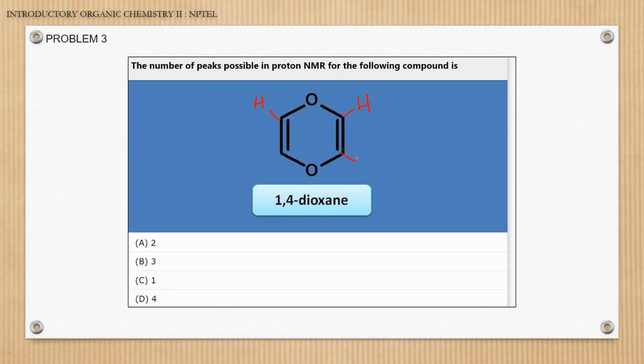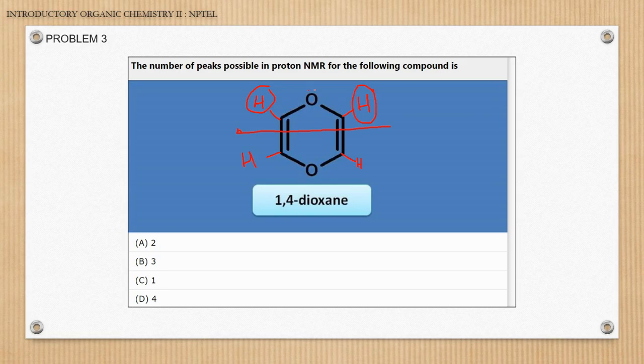So now there are 4 protons present, right? So is the molecule symmetrical or not? Yes, you can see that this is a symmetrical molecule. If we pass a plane, it will cut the molecule into two equal halves. So now if the compound is symmetrical, then these two protons are the mirror images of these two, right? That is why these four protons are equivalent in nature.